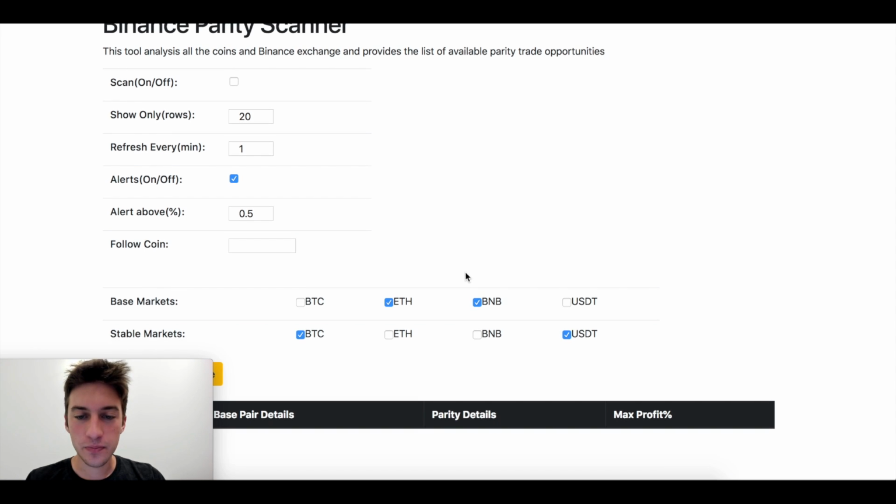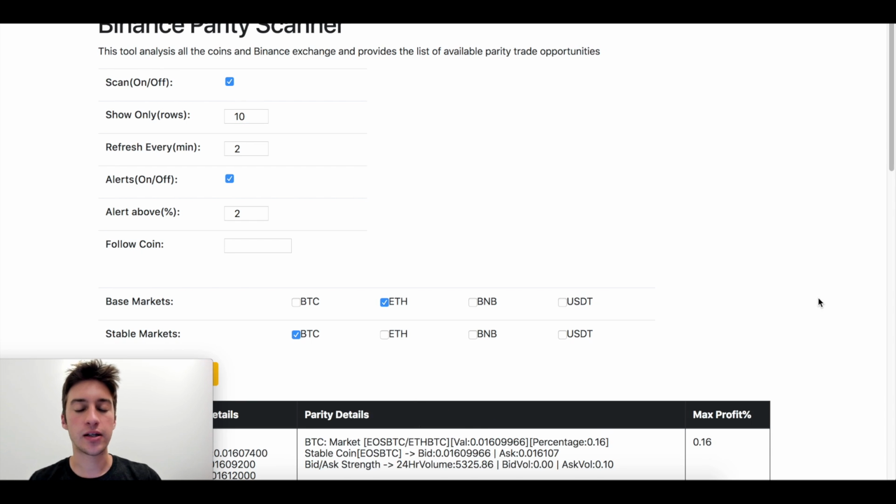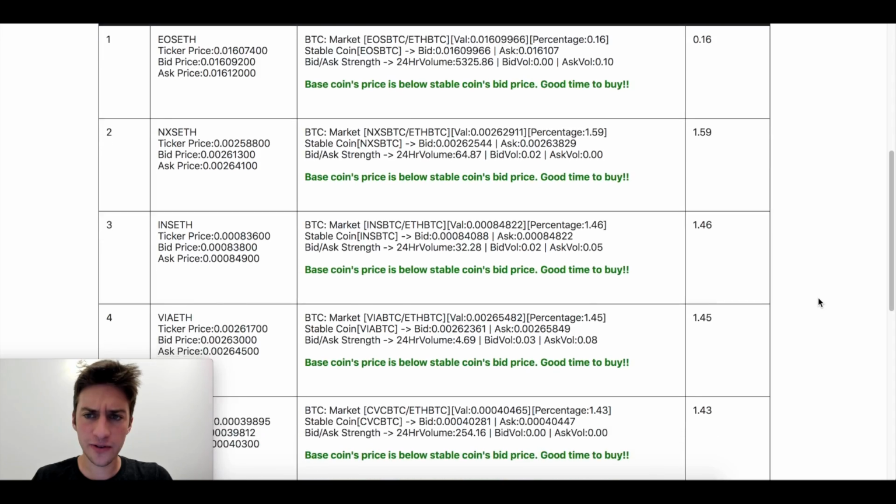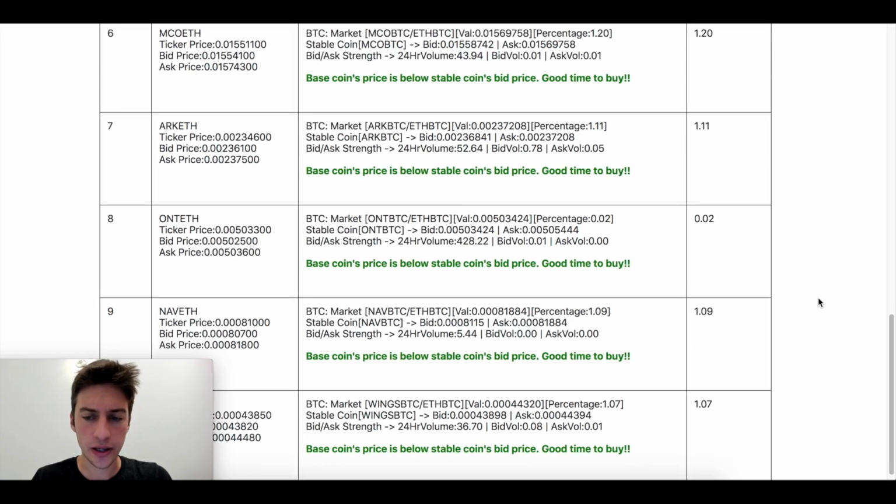Yeah. So what we're going to look at today is, let's take a look at parity trading between Ethereum and Bitcoin on many different kinds of altcoins. So I want to be alerted above 2%. Refresh every 2 minutes, and let's do 10 pairs. All right, let's take a look at what we got. So it looks like we actually have some very good opportunities right here.